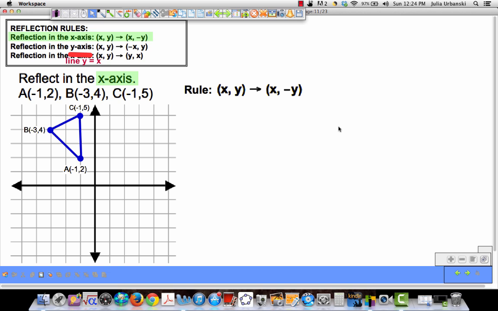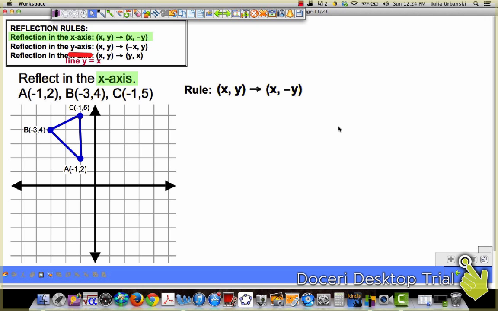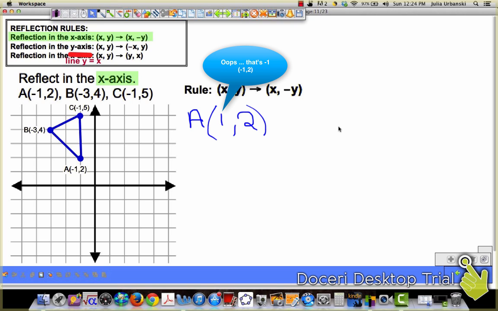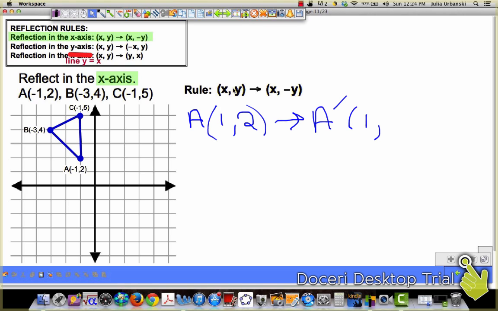The A here becomes, or it already is, (negative 1, 2). Now I have to create a new image out of that, and I have to call it A prime. To do that, all I'm going to do is follow the rule. X, which is negative 1, stays x. So I'm going to keep it as negative 1. But the y, which is 2, has to turn into negative y. So that is going to turn into negative 2. And that's a new point that I have.